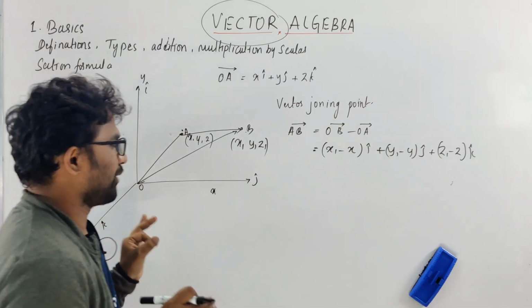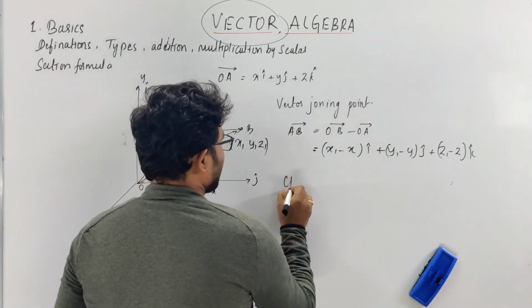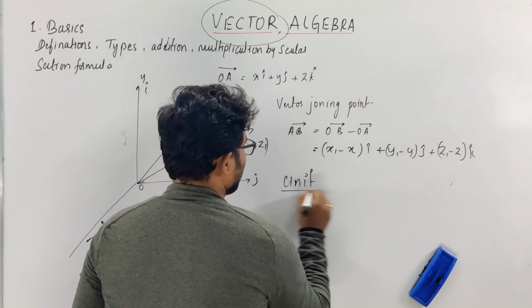So once you understood this, there's one more small concept called the unit vector. So the unit vector is very simple. A vector having magnitude 1 is called a unit vector.